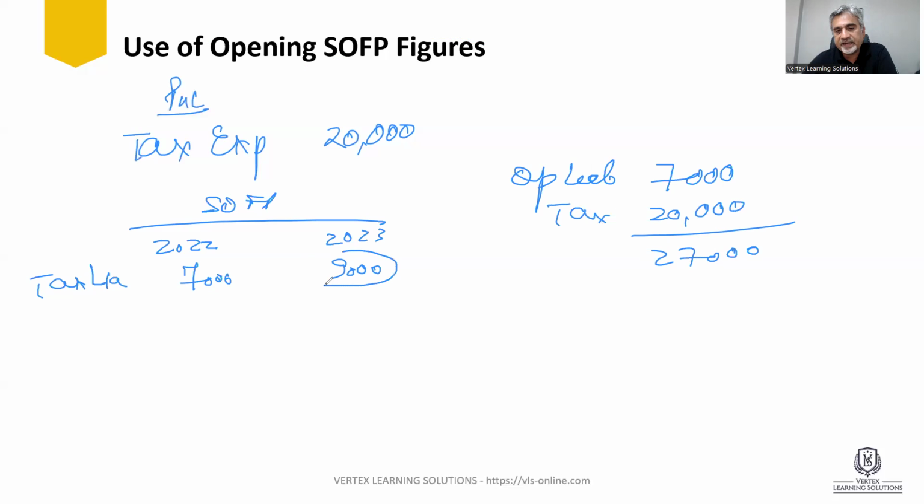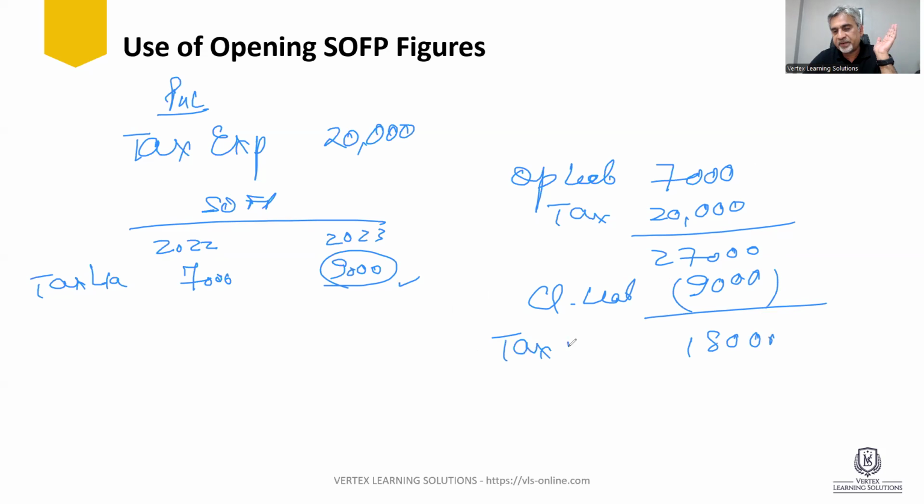But I see only 9,000 here. So I say my closing tax liability is 9,000. It should have been 27 because 7,000 was at the beginning of the year, and 20,000 is the current year. So total is 27. But the balance sheet says only 9,000. So where is the difference? 18,000, you have actually paid as tax.